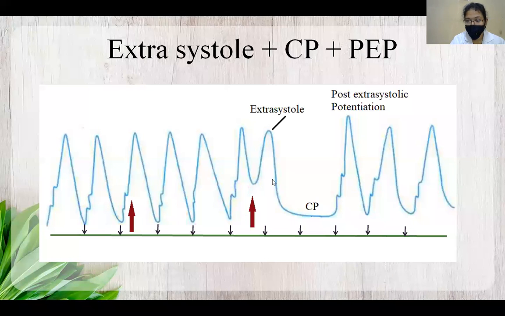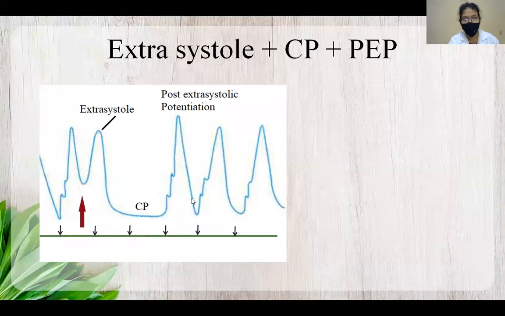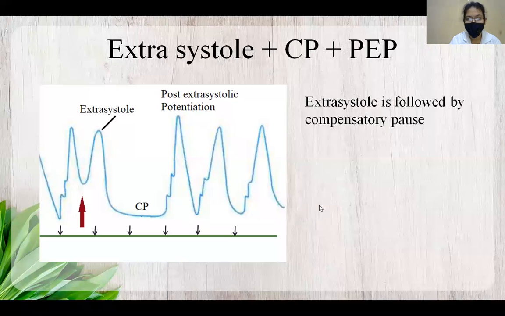So the failure of the sinus impulse to generate contraction results in a compensatory pause. After the compensatory pause, when this impulse has come, see, you get the contraction. I made this graph small, so let us understand it again.